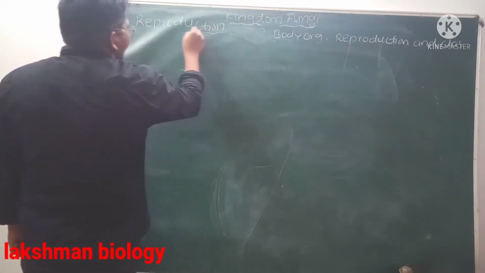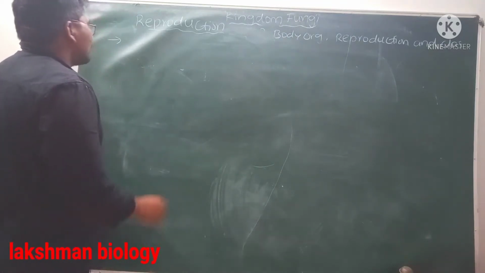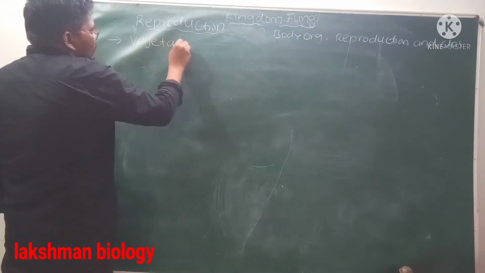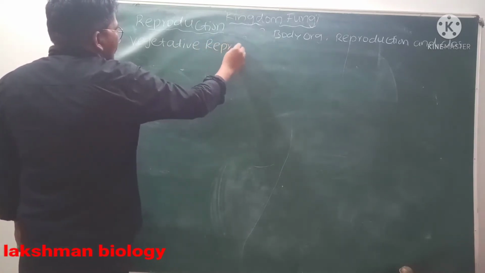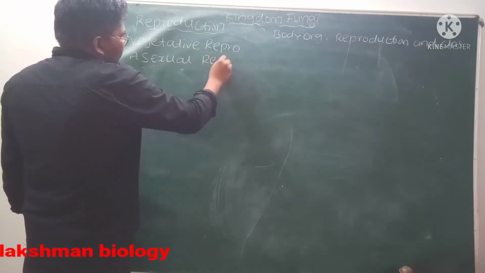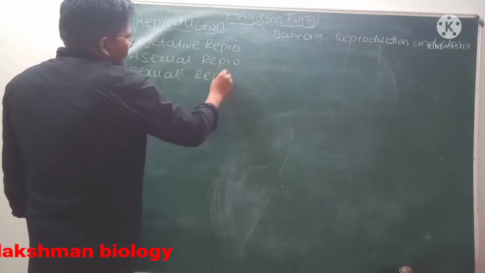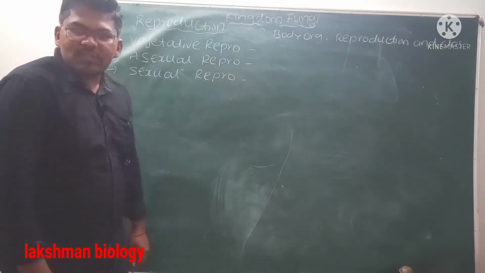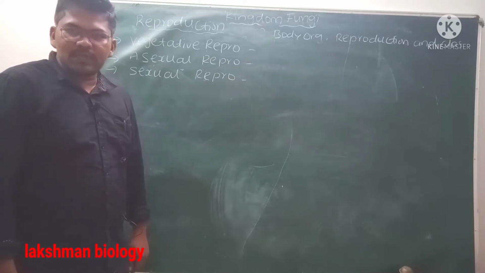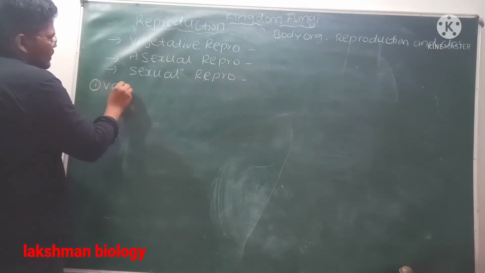Reproduction of fungi. Fungi exhibit different types of reproduction. The important types of reproduction exhibited by fungi are vegetative reproduction, asexual reproduction, and sexual reproduction. All three types of reproduction we can observe in the kingdom fungi. First, we have to see the vegetative reproduction.